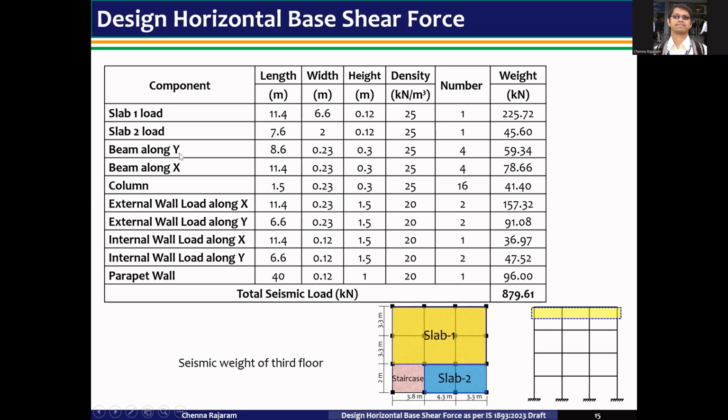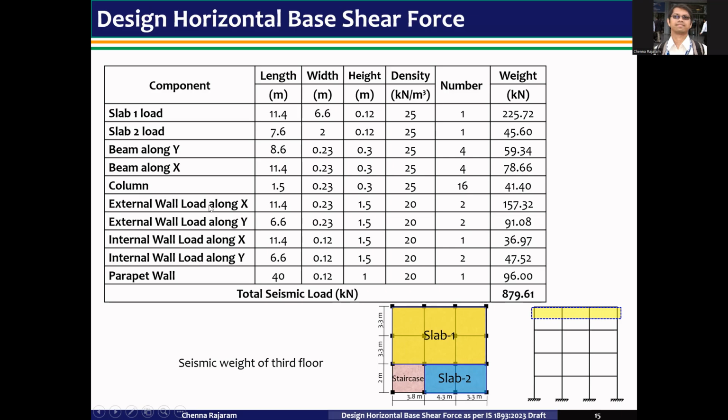Similarly, beams along x direction and y direction are calculated as follows. Here, for the calculation of seismic weight for the column, the length or height is taken as 1.5, that is half of the total height. So here the total height is 3 meters, hence we'll consider half of the height, that is 1.5 meters, multiplied with 0.23 and 0.3, that is the cross section, multiplied with the density and the number of columns. The number of columns you can see 1, 2, 3, 4 up to 16. So then we'll arrive at 41.4 kilonewtons.